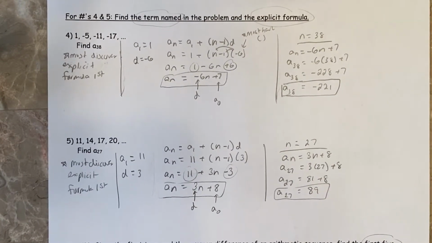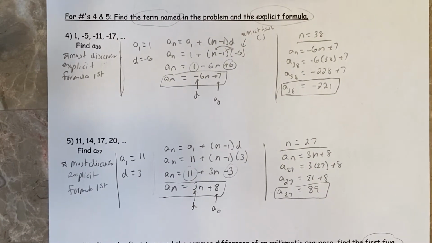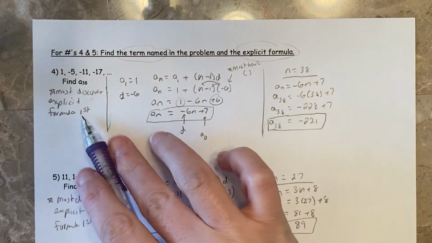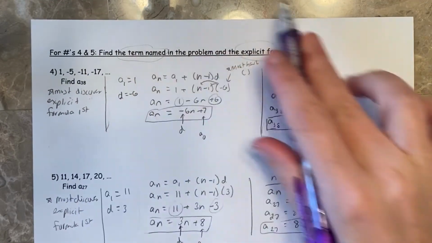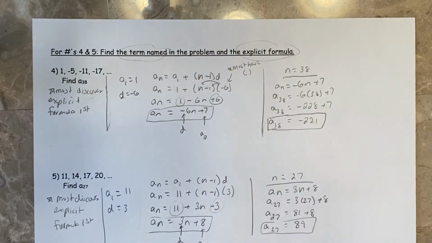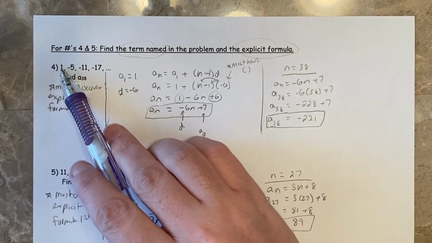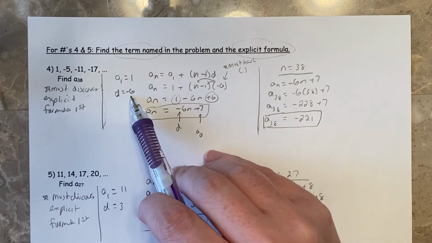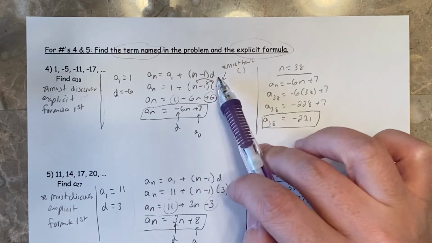All right, on the back, you want to find the term named in the problem and the explicit formula. So must do first, okay? You have to do the explicit formula first so that you can plug in. So it's just like the previous question we just did. So a sub 1 is 1, and your common difference this time is negative 6. Okay, so a sub 1 is 1.